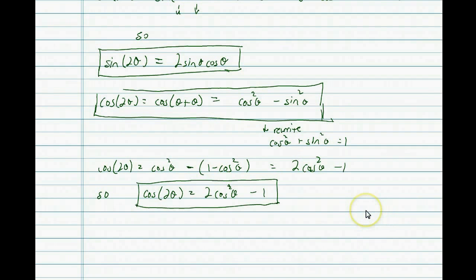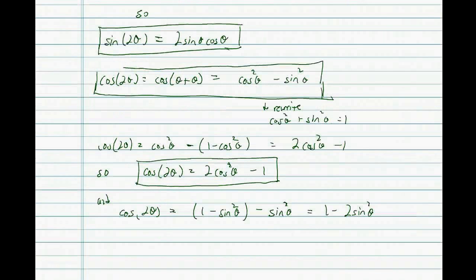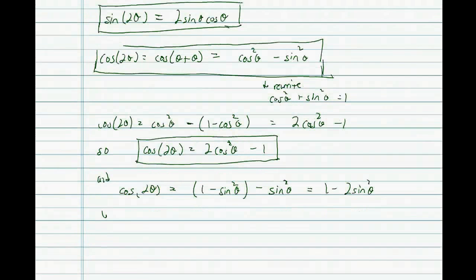To get the last one, we're just going to do the opposite. Replace the cosine of theta squared in the original by 1 minus sine of theta squared, and then combine like terms. Dropping the parentheses, which we don't need, we get 1 minus 2 sine of theta squared. So that's the last double angle formula for cosine.